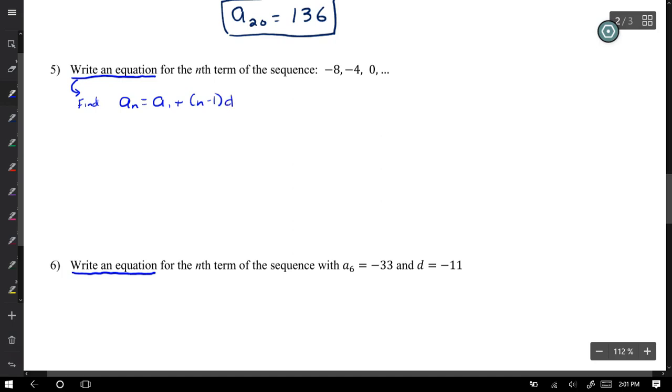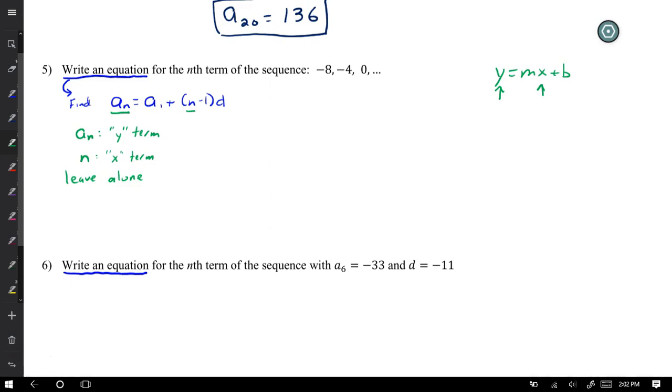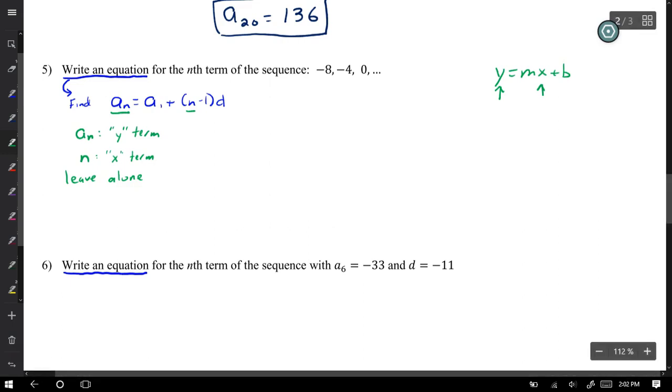Now when you write equations, just like slope-intercept form, y equals mx plus b. When you write an equation of a line, your variables are your y and x. Those you leave alone for your equation. And that's what a sub n and n are. A sub n is like your y, and n is like your x. You want to leave them alone. For your final answer, you want to leave a sub n and n in the equation. You want to just have the numbers for a1 and d, and then distribute, simplify.